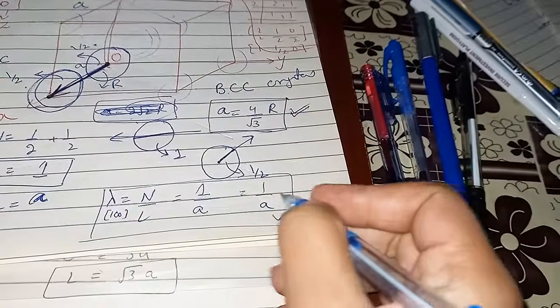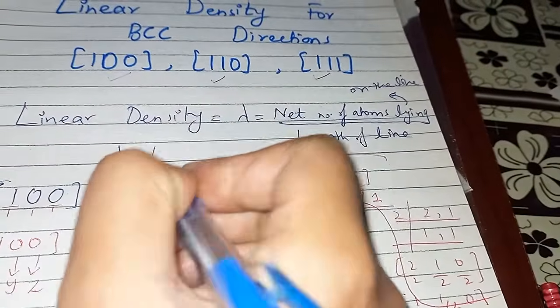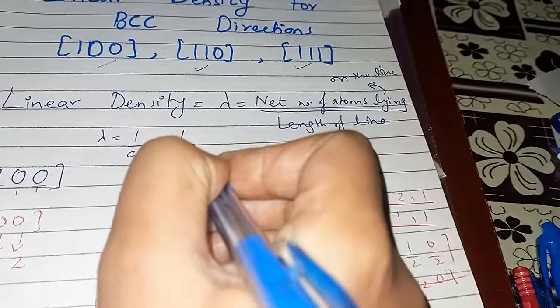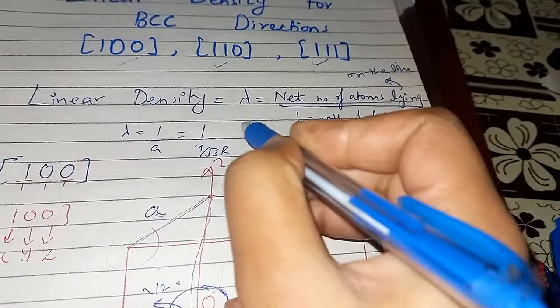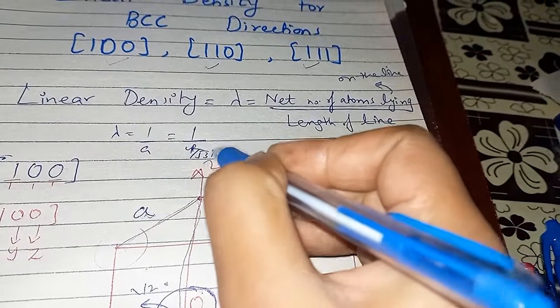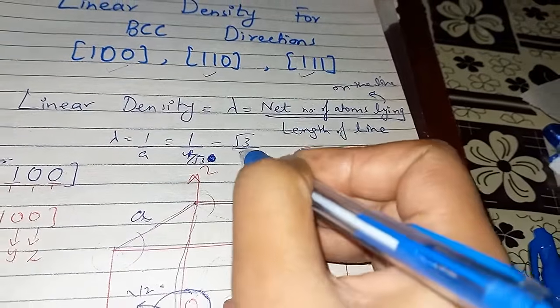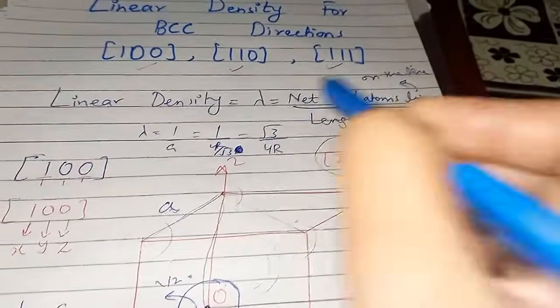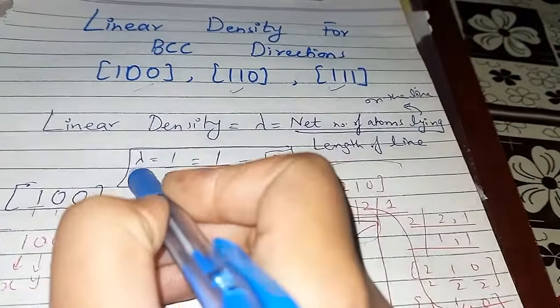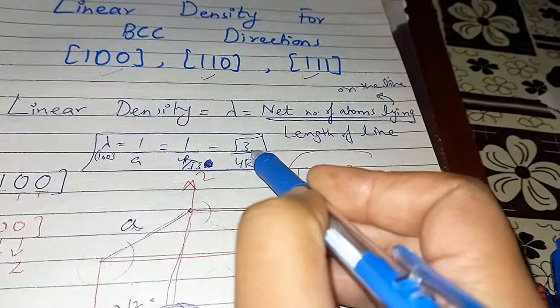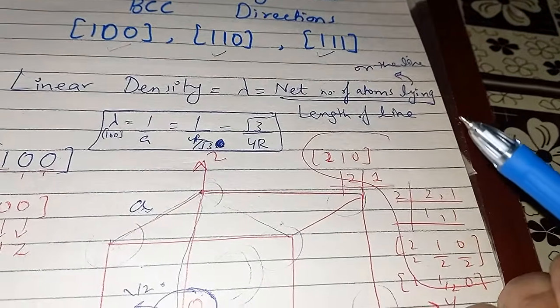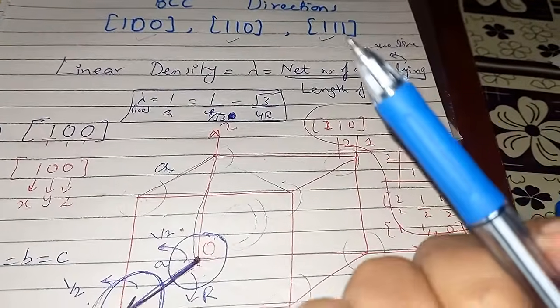We'll simply put the value of a right there, and what we get is, R is in the numerator, sorry. So under root 3 comes above, and this is the linear density in the 1 0 0 direction in terms of the atomic radius. So these are the numerical value expressions.